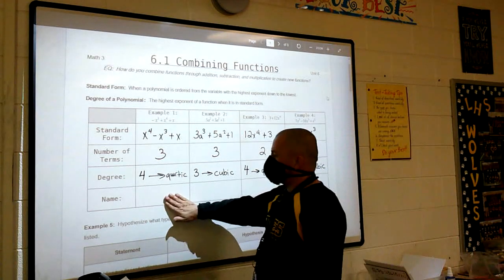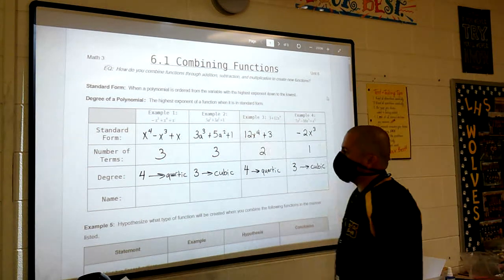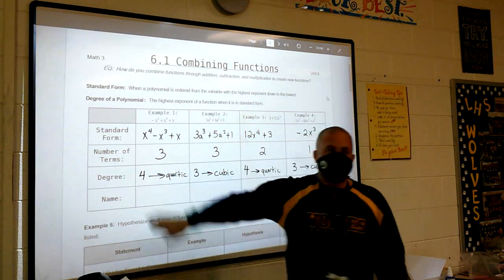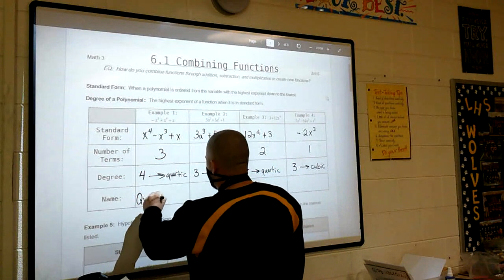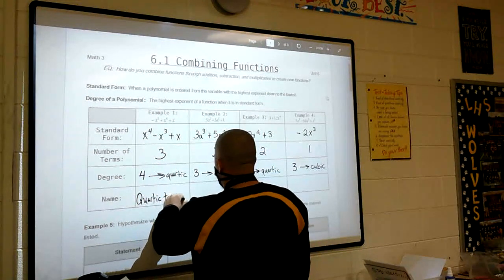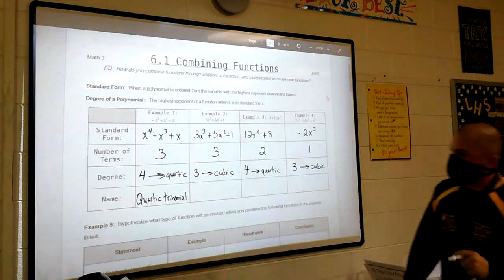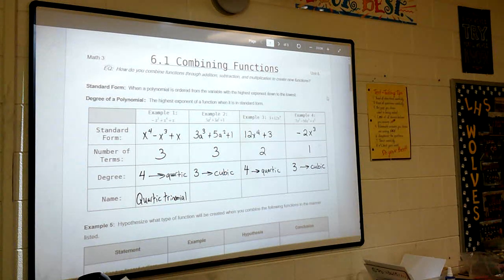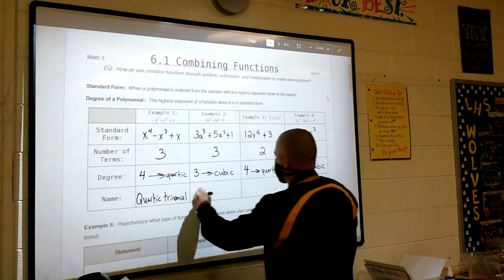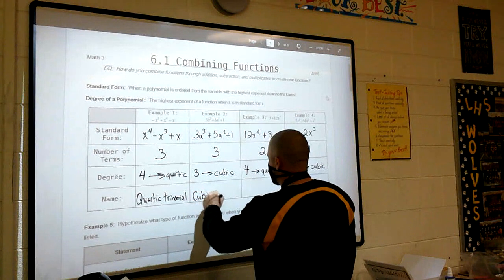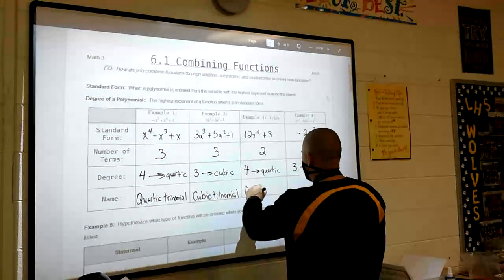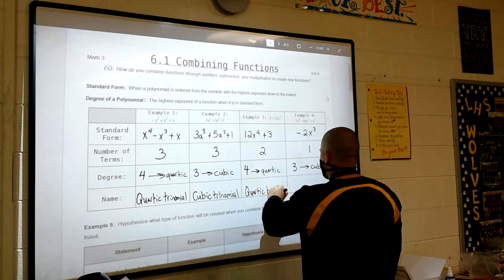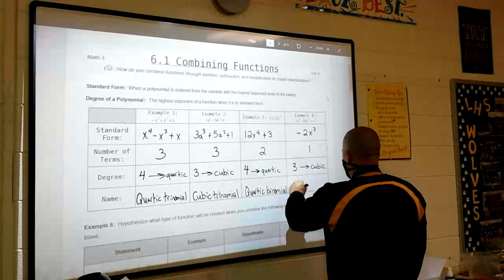Now, we also want to talk about the name of the polynomial. So it's 3 terms and to the 4th degree. That makes it a quartic trinomial. So remember, if it has 3 terms, we call it a trinomial. If it has 2 terms, it's a binomial. If it has 1 term, it's a monomial. So this is a cubic trinomial. Then we get a quartic binomial. Then we get a cubic monomial.